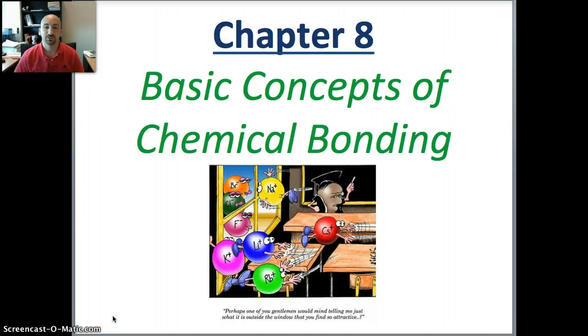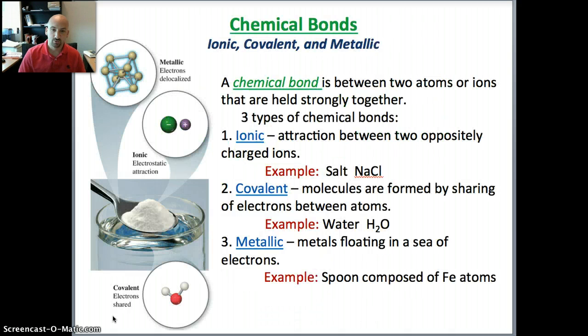All right, welcome. This is Module 11, Chapter 8. This is Part 1. And so now we're going to talk about basic concepts of chemical bonding. Right? And so we can start off talking about how two atoms or ions are going to be held strongly together by different types of chemical bonds.